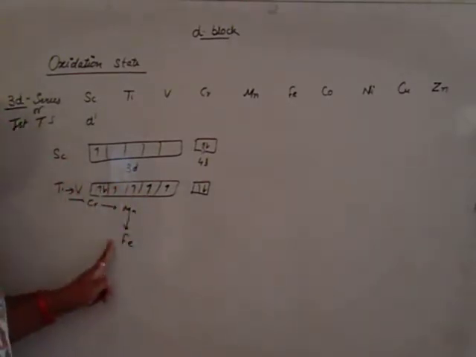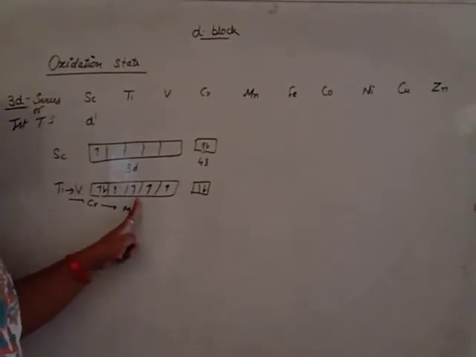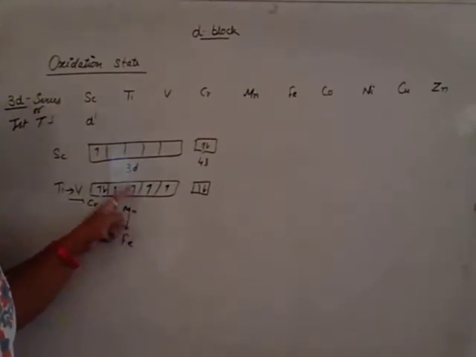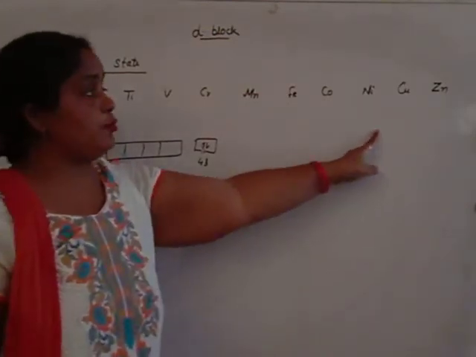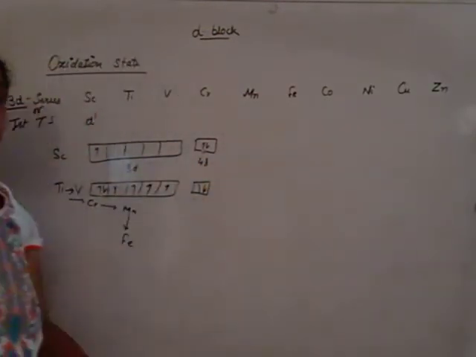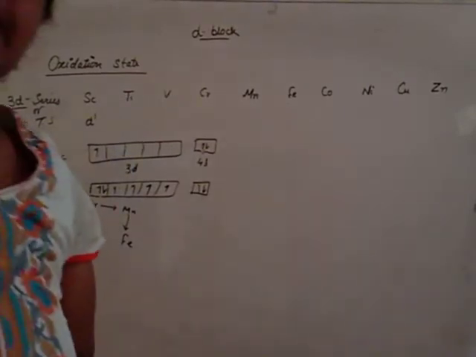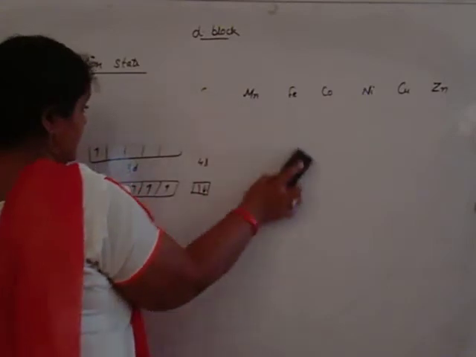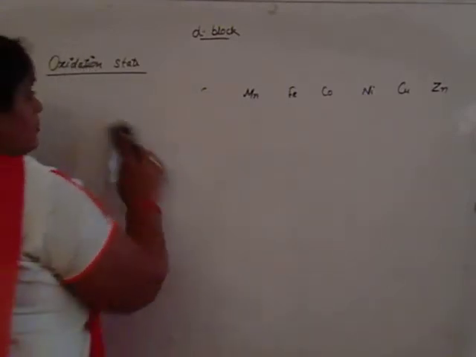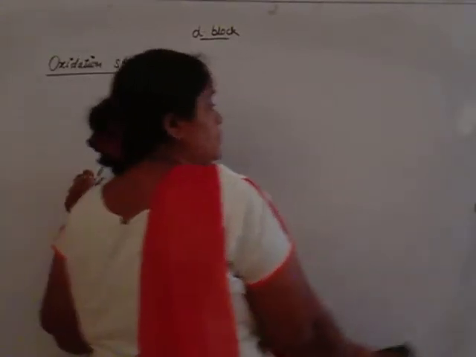Now at the iron we have 4 unpaired electrons in the d orbital. As the number of unpaired electrons decreases, the oxidation state starts to decrease. That is the answer. As the number of unpaired electrons increases, the oxidation state increases, or by decreasing the number of unpaired electrons, the oxidation number decreases.